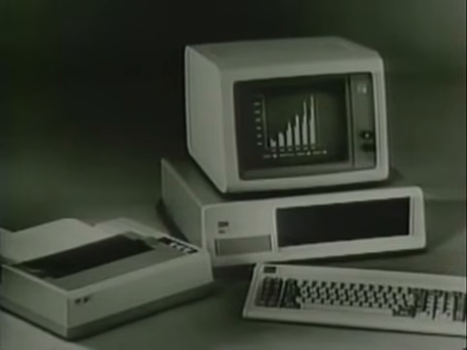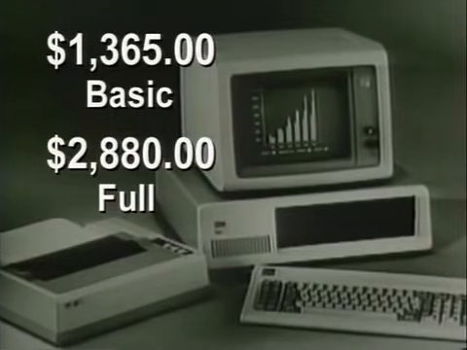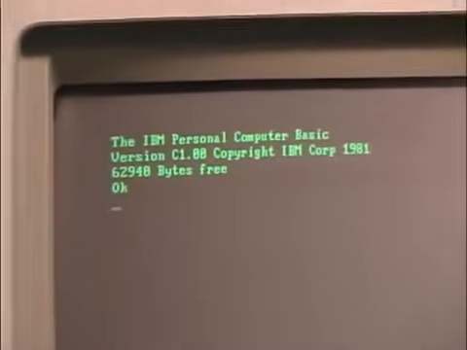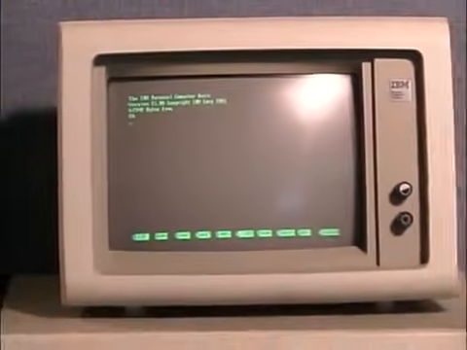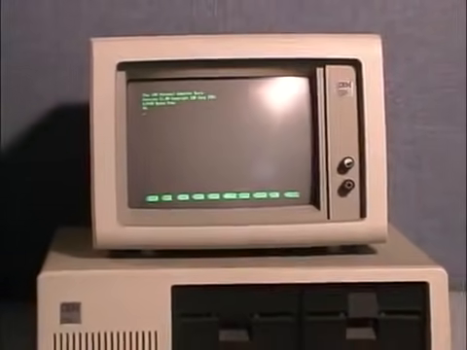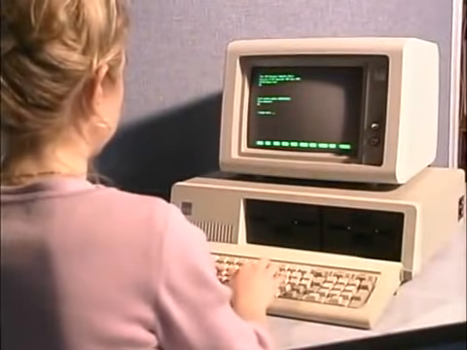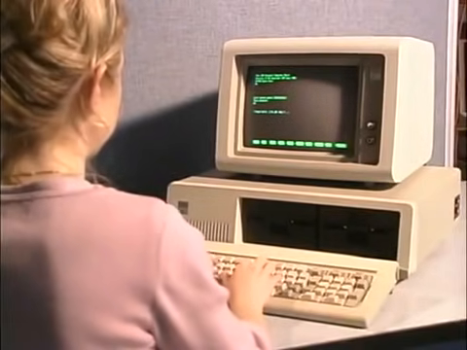The IBM PC came with 64 kilobytes of memory, and sold for $1,365, or $2,880 fully equipped. The IBM PC also had a new operating system called PC-DOS, also known as MS-DOS. The MS stands for Microsoft, the same company that provided BASIC for the Altair. Sales of all PCs were high, and everyone was making money through most of 1983, but it didn't last long.